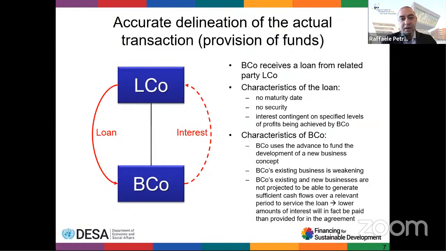it could be something else. So if we look at this example, we see BICO receiving a loan from ALCO. Looking at the characteristics contractually agreed of the loan, we see that there is no maturity date, there is no security, and that the payment of the interest is contingent on BICO being in a profit situation. So looking at the characteristics of the loan, we really have some doubts of whether this is indeed a loan.